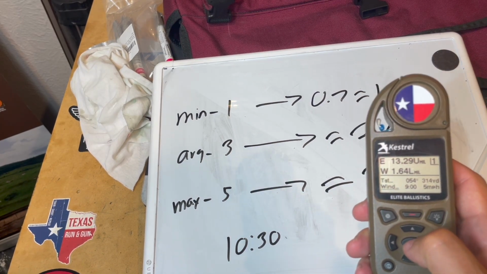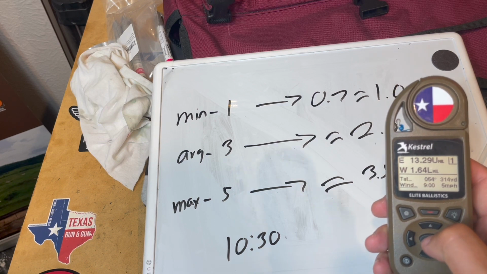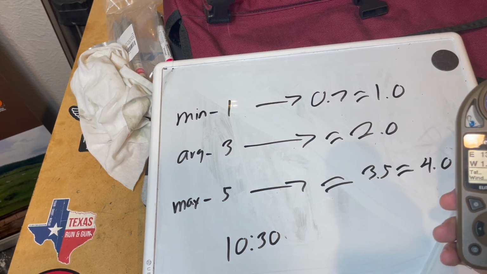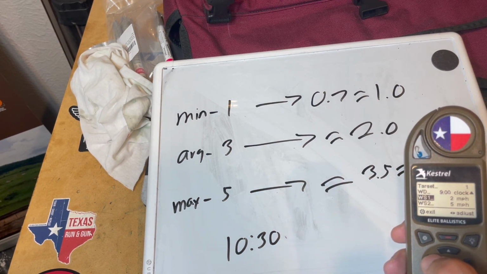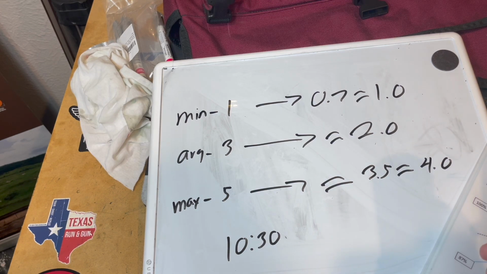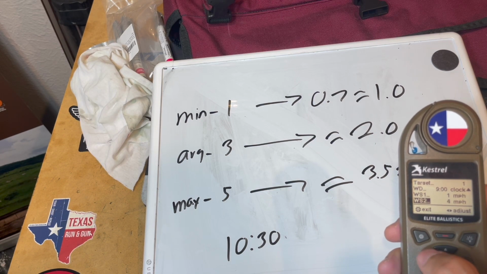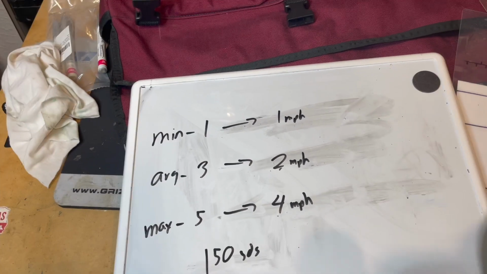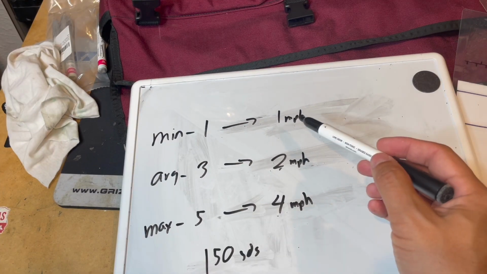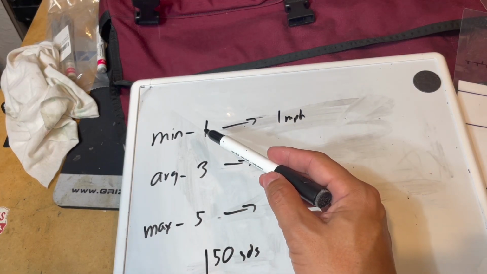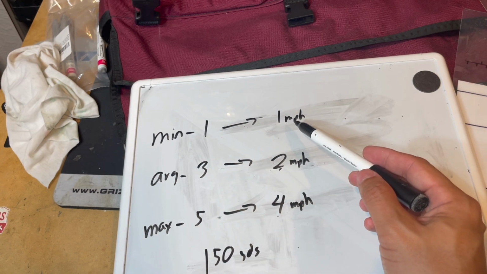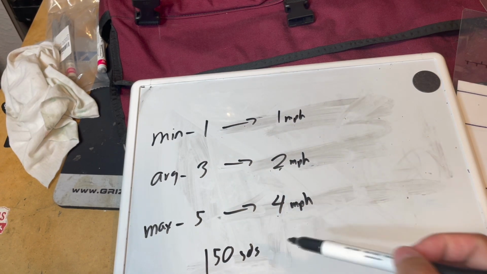So in my Kestrel, I'm going to leave it at 9 o'clock since we converted it to full value. My min is going to be at 1, my average is 2, and my max is going to be at 4. So after converting it to full value, this is the actual wind at 10:30, and when you convert it to full value, it's 1, 2, and 4.